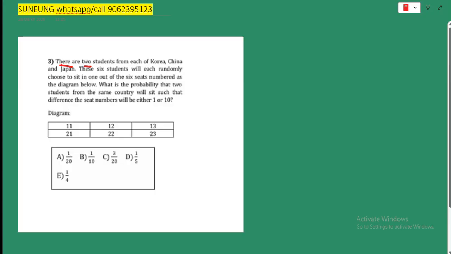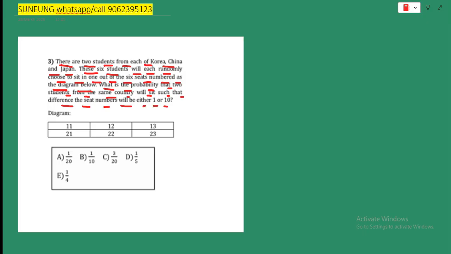There are two students from each of Korea, China and Japan. These six students will each randomly choose to sit in one out of the six seats numbered as in the diagram below. Okay. Now, what is the probability that two students from the same country will sit such that the difference of the seat numbers will be either 1 or 10?